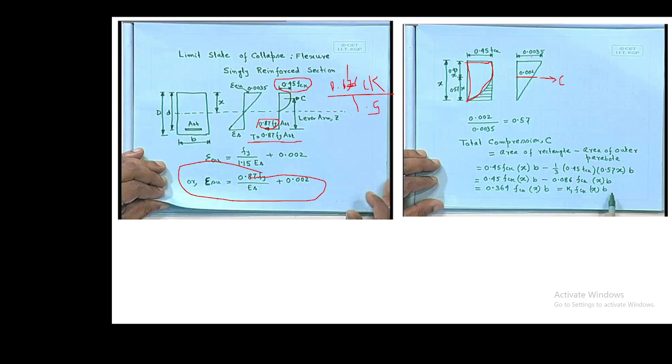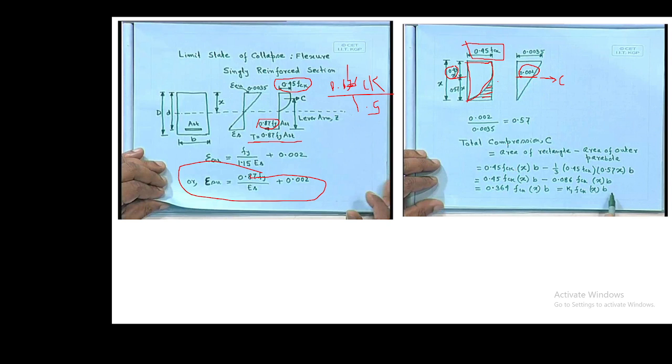So this is 0.035, and this will be 0.02. By that we'll get this as 0.57, and the remaining one will be here. So the total compressive force will be the total area minus this dashed area, right? The first area will be 0.45 FCK, which is this value, into depth.